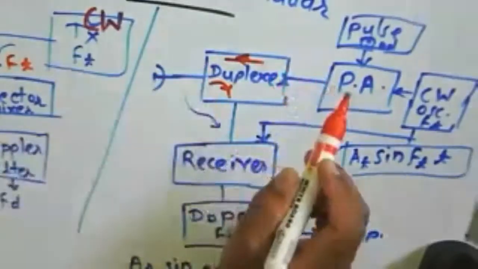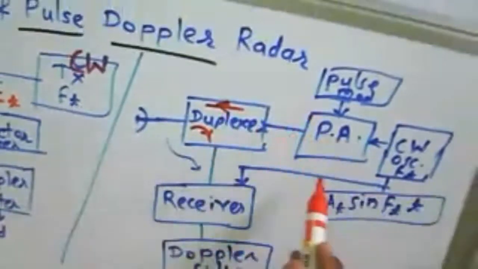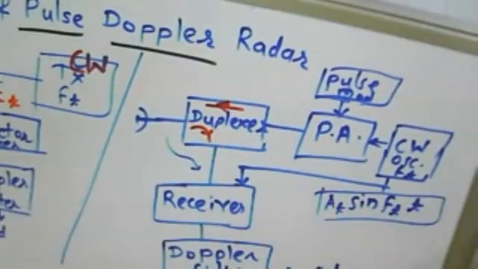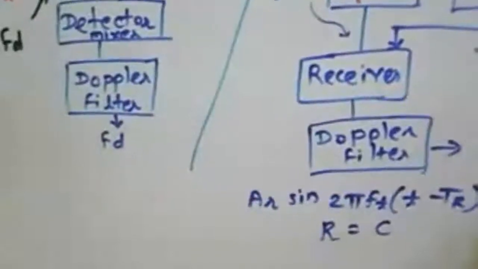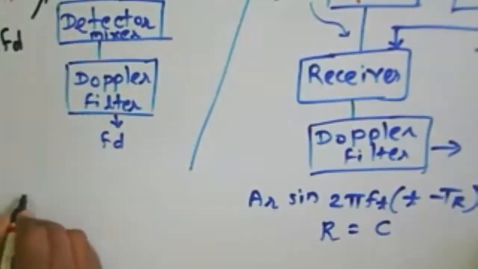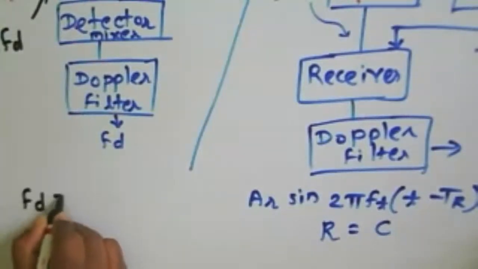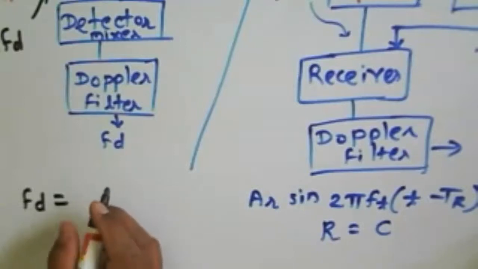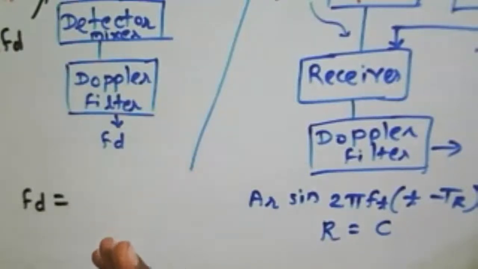And this is about your pulse radar. This is nothing but what we can say a pulse radar. So we are getting pulses there. What we have considered earlier, we said that a signal is to be transmitted, and we are getting the FD, the Doppler shift. That Doppler shift depends upon the velocity of the moving target.